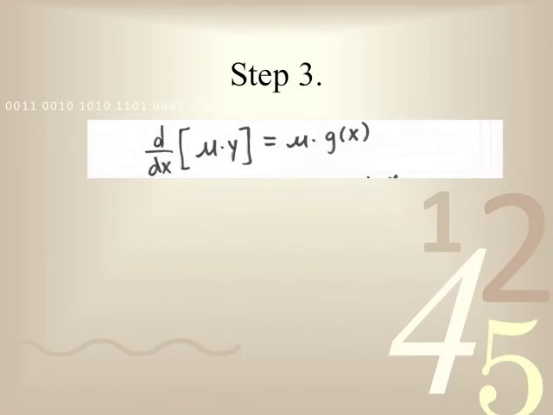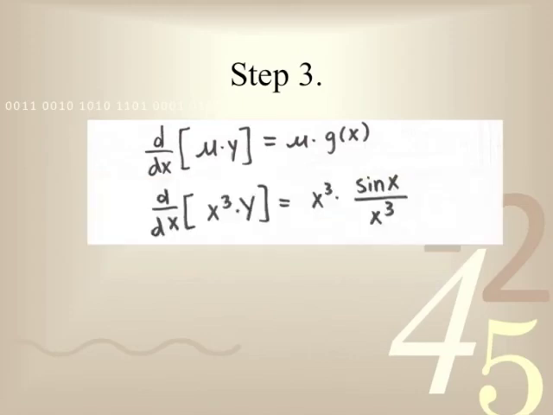d/dx of your integrating factor times y should equal your integrating factor times g of x. And so after filling in your integrating factor, which equals x cubed, and g of x, which equals sine x over x cubed, you're left with this expression: d/dx of x cubed times y equals x cubed times sine x over x cubed.